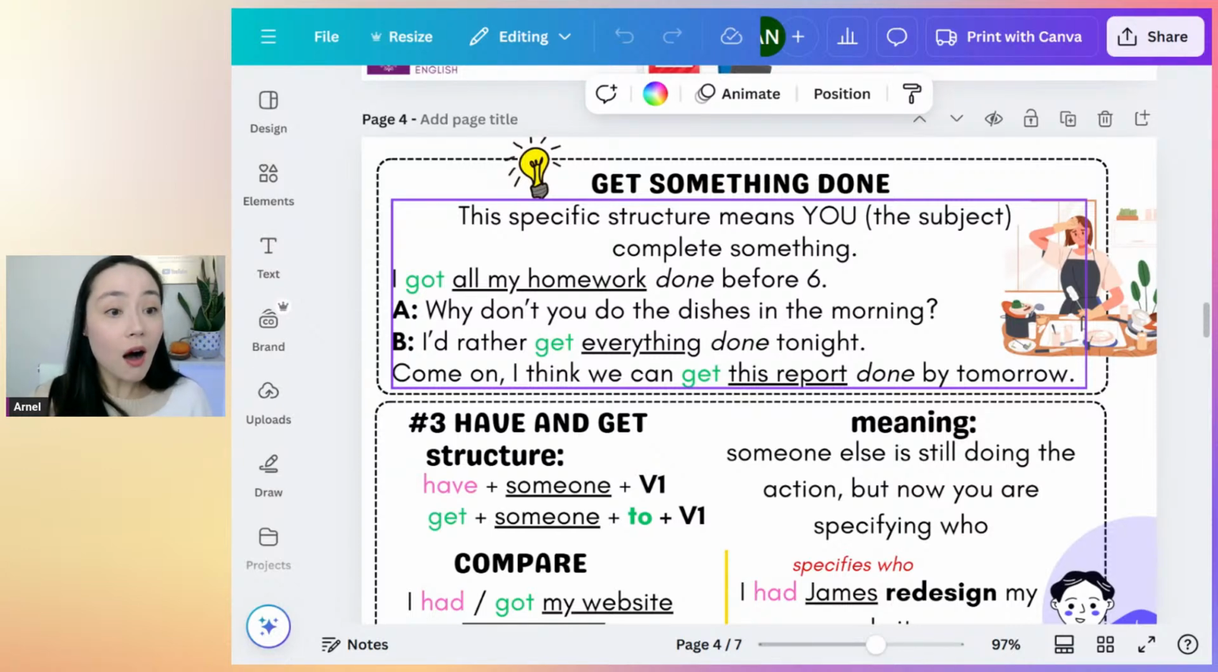I got all my homework done before 6. This means I did it. Get something done. Why don't you do the dishes in the morning? I'd rather get everything done tonight. I'd like to get everything done. Come on, I think we can get this report done by tomorrow. We can do this action. So normally, someone else does the action. With this structure, it's you.